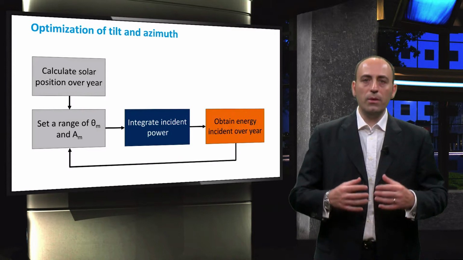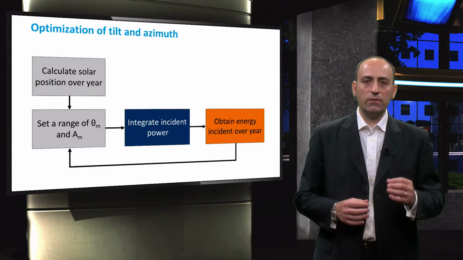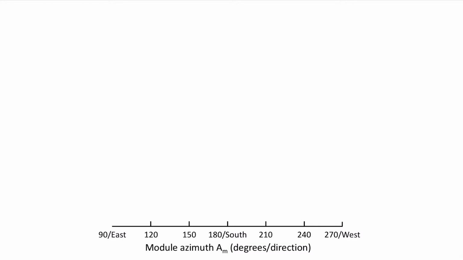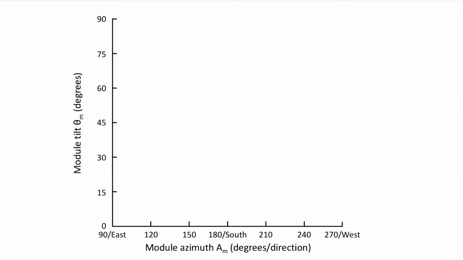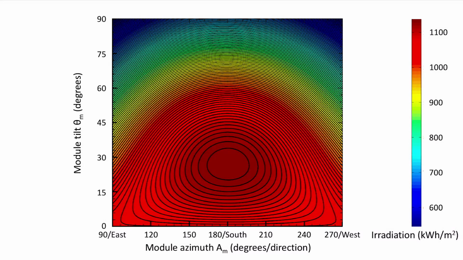This way, we will get the energy incident over a year for a specific combination of tilt and azimuth angles. This provides us with a so-called contour plot. On the horizontal axis, we have the azimuth of the module, while on the vertical axis, the tilt angle of the module is plotted. We can populate the contour plot with the total amount of energy incident on the module in 1 year, as combination of tilt angle and azimuth.